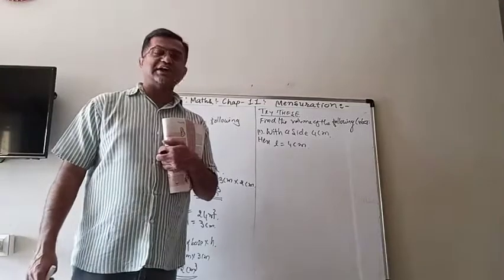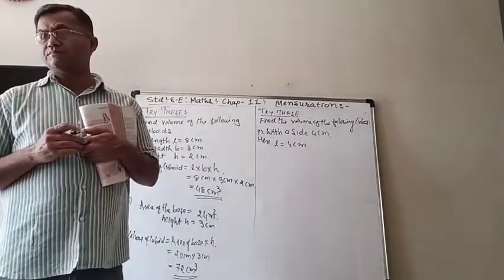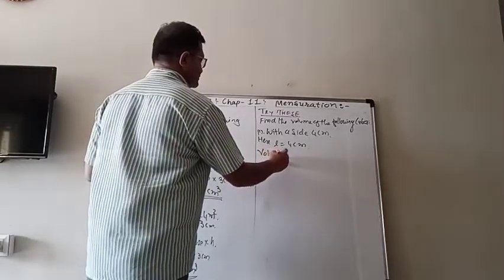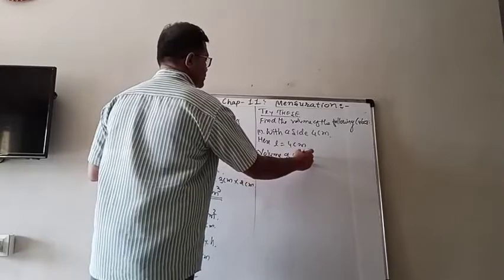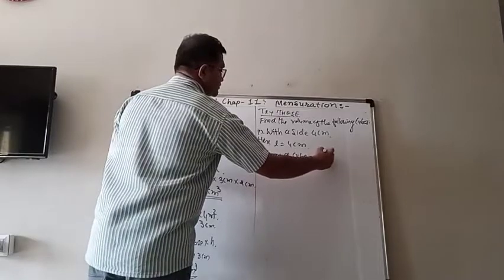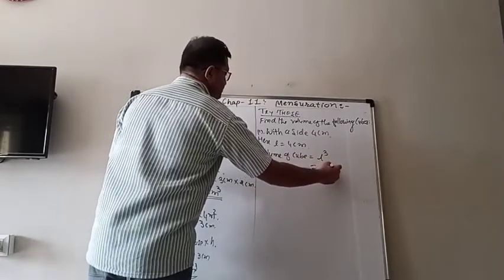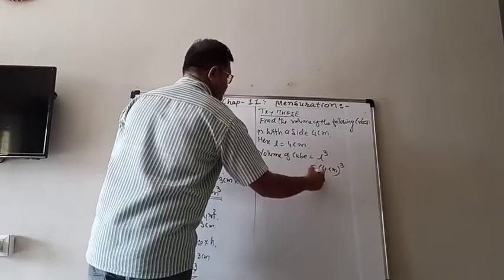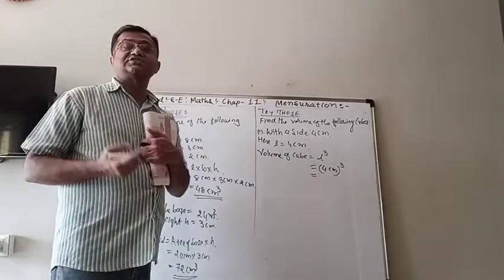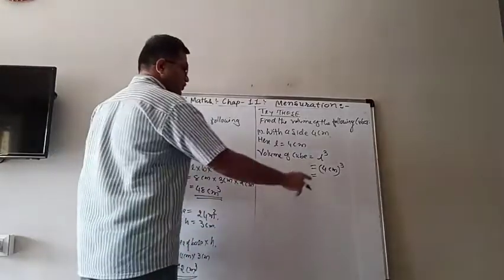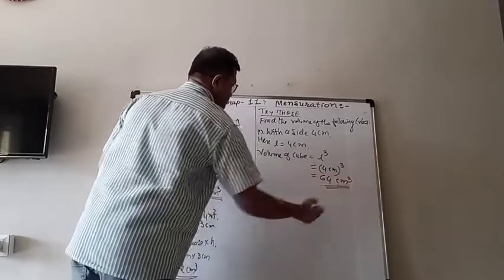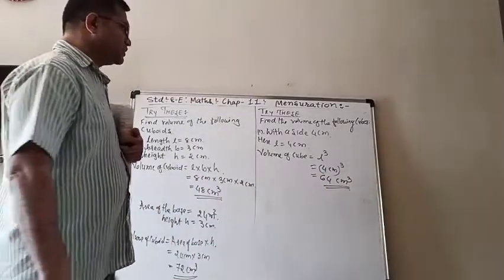Now if length is given, side is given, what is the formula to find the volume? The volume of cube is equal to L cube, that is 4 centimeter cube. What is the cube of 4? 4 4s are 16, 16 4s are 64. So 4 cube is 64. So 64 centimeter cube. That is the volume of the given cube.